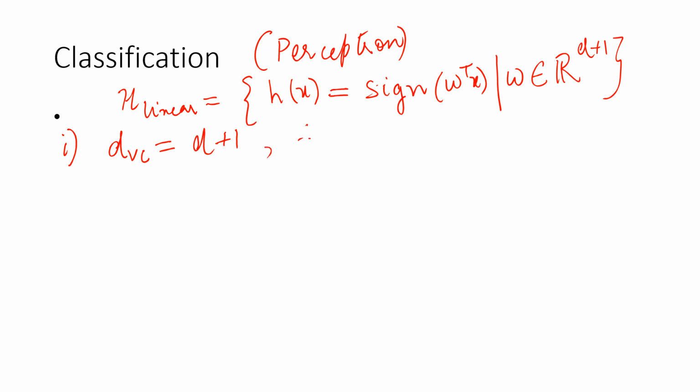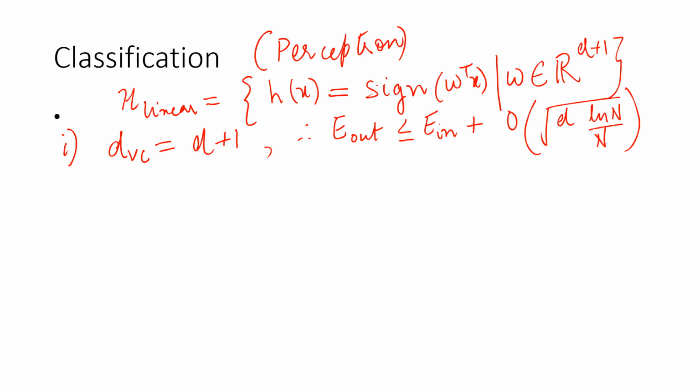And therefore, we could establish the very first principle of learning, the very first rule, which links E out to E in. Why was it good? It was good because the error bar was, roughly speaking, of the order square root of d times log of n over n. Now notice I've replaced the VC dimension with d because one is a constant, so it's almost d times log of n over n. So this is the first step of learning that is accomplished by the perceptron, and the VC dimension is known.